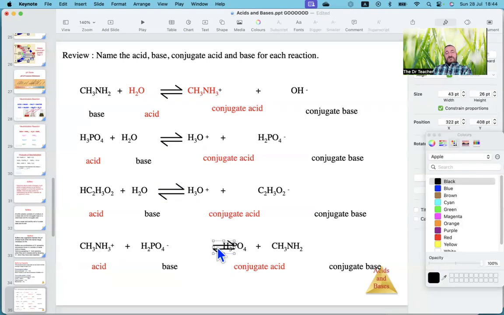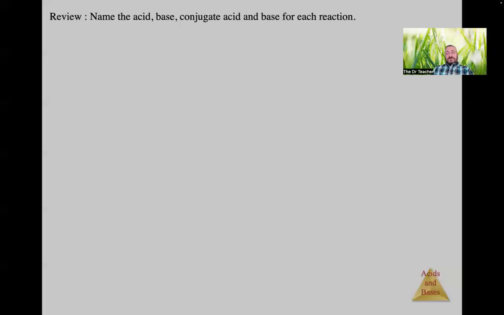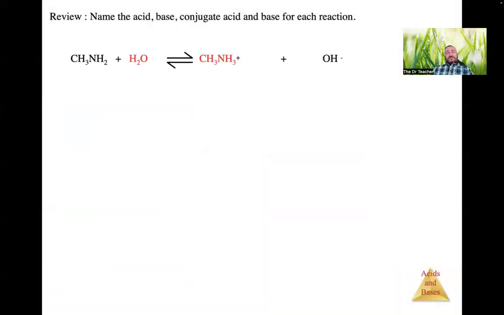If you see a double arrow, it means what? Now, let's check. If you have CH3NH2, methylamine, with water, you can find CH3NH3 plus and hydroxide. So methylamine is a base, and the water will behave as an acid.